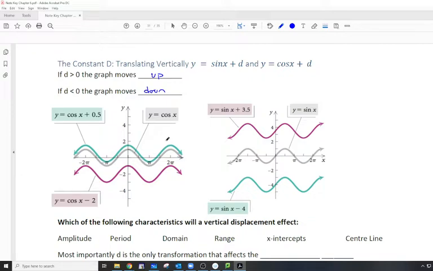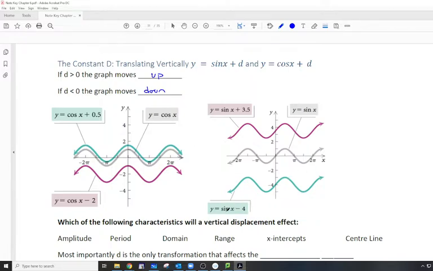So if you look here, I've got a cos x example. The gray graph is y equals cos x. The green graph is y equals cos x plus 0.5. What happened? Well, the graph just got literally moved up 0.5. If you do y equals cos x minus 2, the graph literally gets moved down 2. Same thing with sin x. Plus 3.5, move the whole graph up 3.5, and minus 4, move the whole graph down 4.